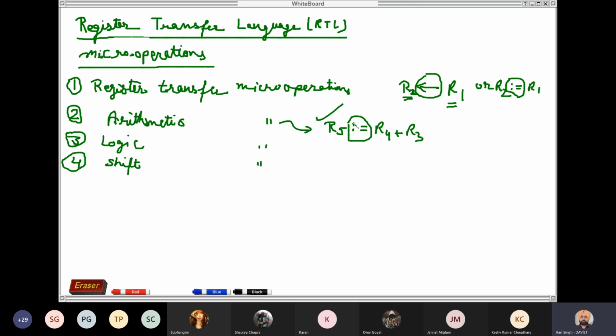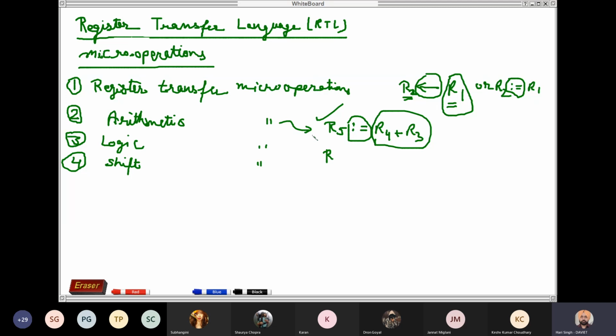In the previous case, the data transfer was performed from R1 to R2. Only R1 was considered. Now the source of data is R3 plus R4. After adding, the information is transferred to R5.